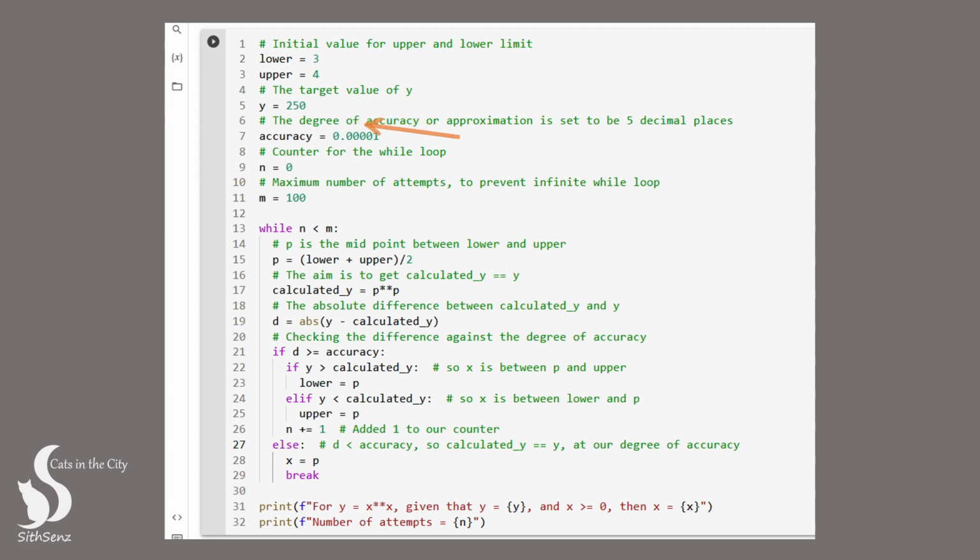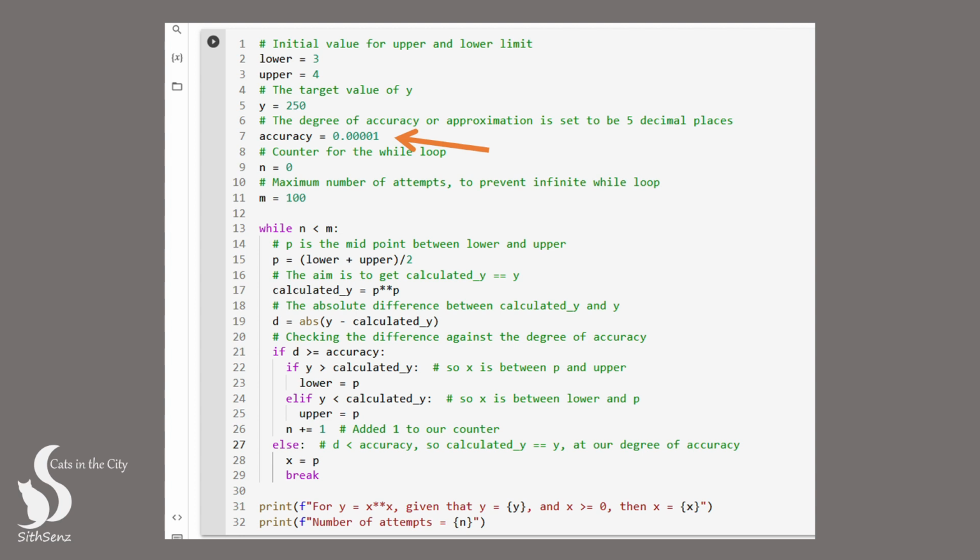The degree of accuracy is an important concept here. Since we are approximating the solution for x, we might never find an exact value for x. Therefore, we need to set a condition for an acceptable, approximate answer.